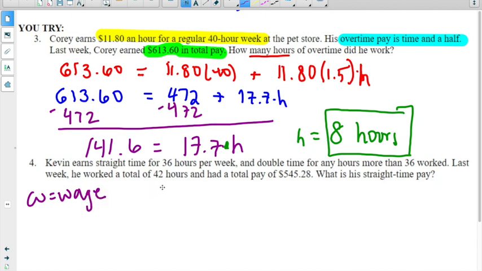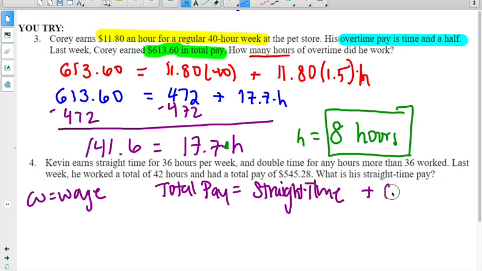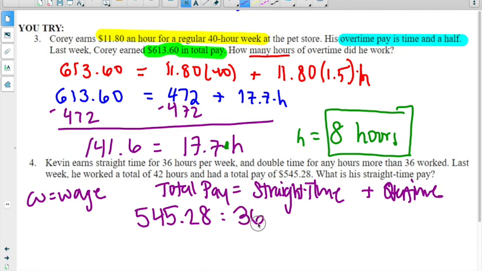So stick with this concept with me that total pay equals straight time pay plus overtime. Okay, so we know that the total pay was $545.28. We know that the straight time pay, we don't know the hourly rate, but we know that he worked for 36 hours, and each of those hours he was paid his hourly wage of W. So we're going to let that be represented by 36W, okay?